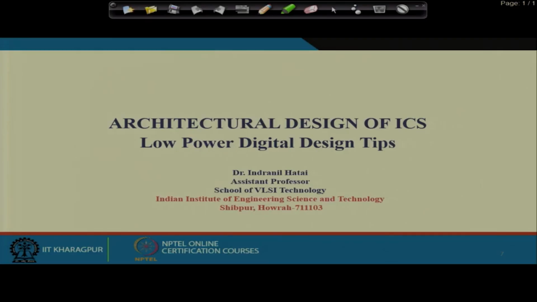So, in the last class we were seeing low power design tips. Initially we discussed why we need to consider power consumption in VLSI circuit design, and then what the power consumption sources are in digital CMOS design.